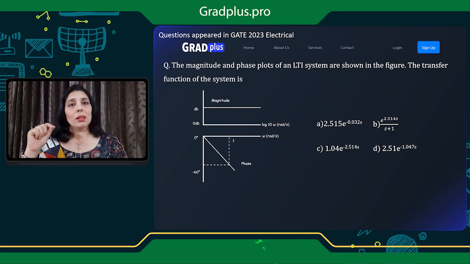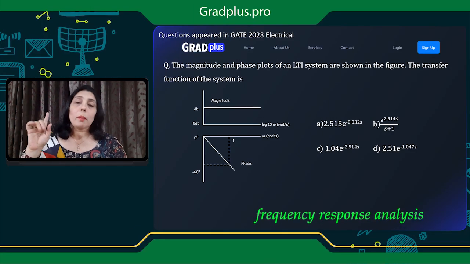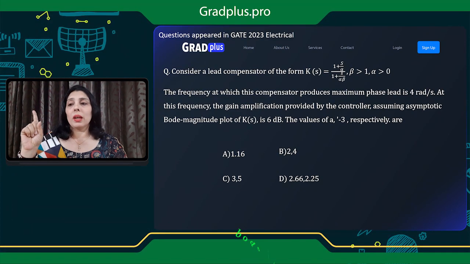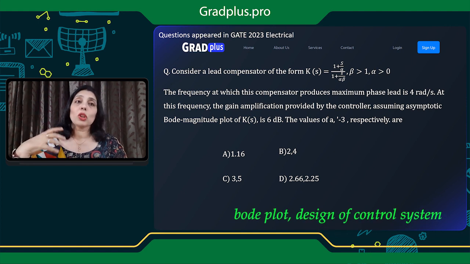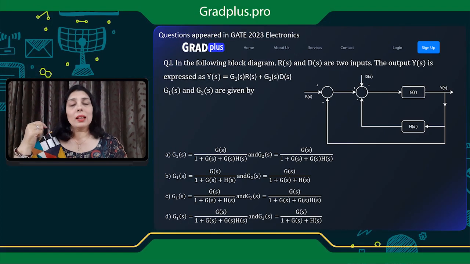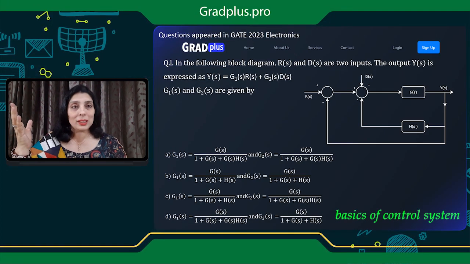In this question, again we are given the transfer function, but we have to apply the concept of frequency response analysis. Then in this question, we are given the compensator. Now we have to apply the concepts of Bode plot and the design of the control system. In the next question, we are given the block diagram and we have to apply the concepts of the basics of the control system, where we have learned about the block diagram, the open loop and closed loop system, transfer function, and so on.